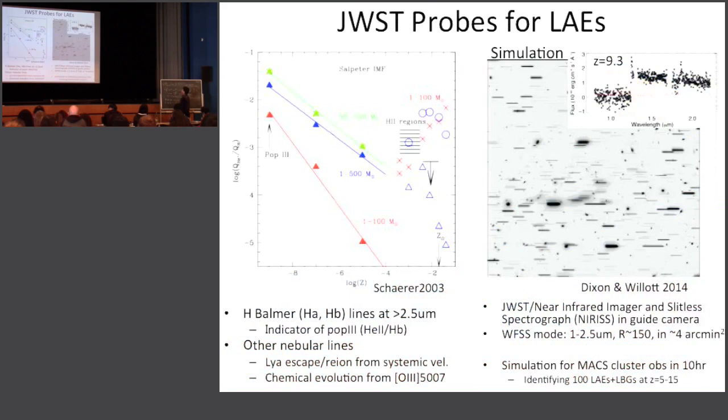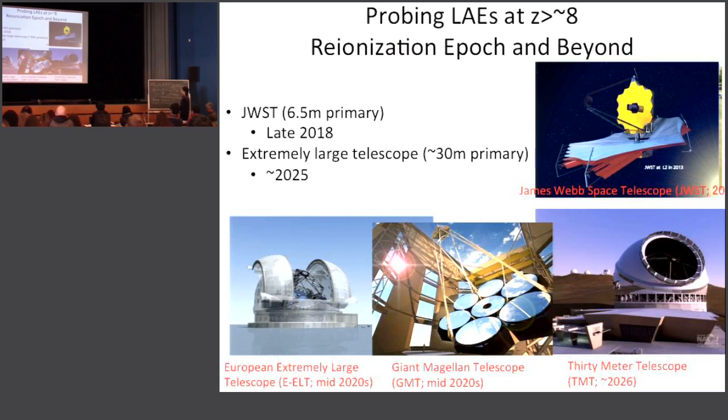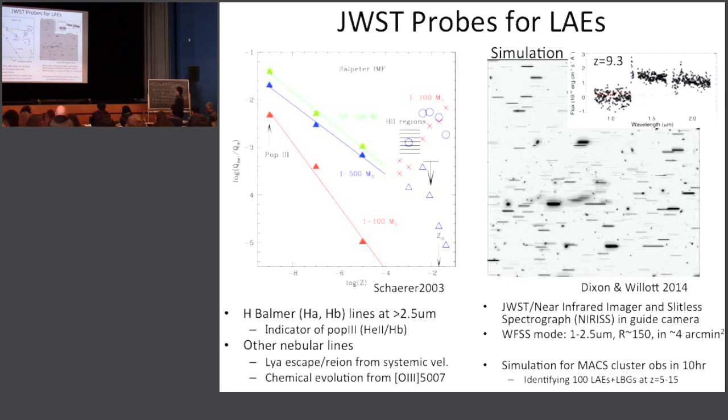Then, of course, you have new technology, new telescopes with great aperture size. One is JWST, and it's coming. The launch date is about 2.5 years later. And also the extremely large telescopes, the three telescopes coming sometime in the middle of the 2020s. Especially JWST is coming early, so I want to focus on the expectations for the JWST observations.